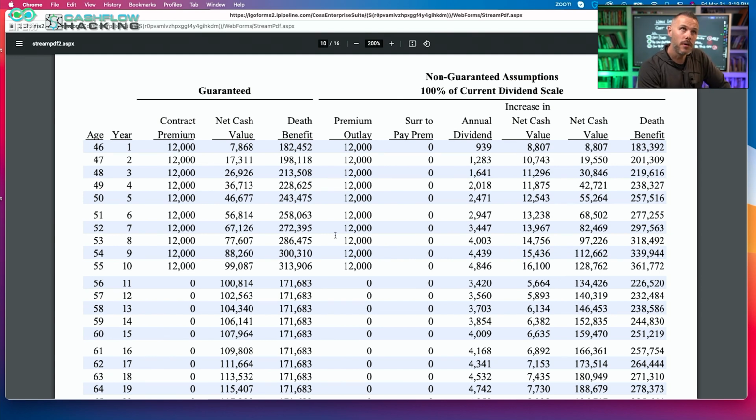Now, I would argue that you're never going to want to stop funding if you have cash flow, because if you look at year 10, you put in 12,000, the policy grew by 16,000, right there, and it's pretty powerful stuff. So it's grown by $4,000 more than you contributed, and if you keep funding it, that just gets better and better and better.